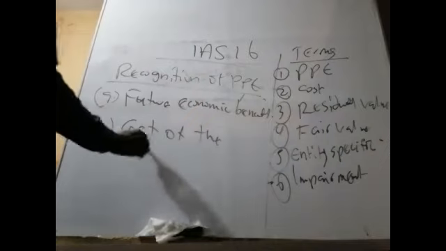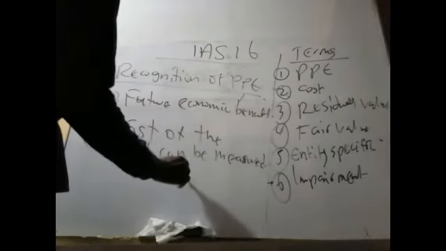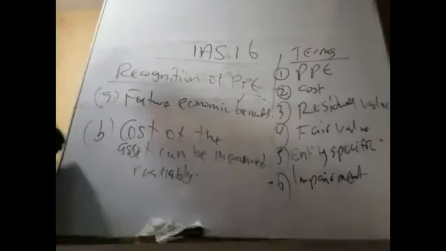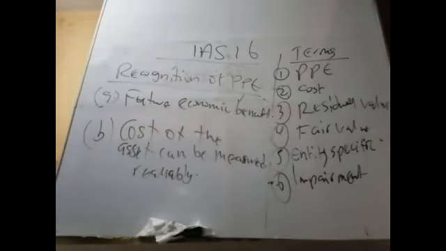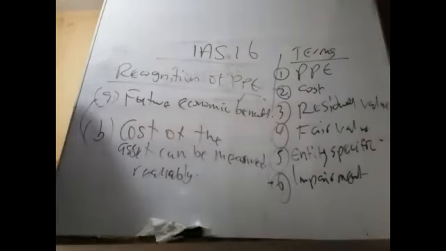So the cost of the asset, cost of what? Of the asset can be what? Measured reliably. So here we are saying that the cost of the asset can be measured reliably. That is what we are talking about. Now let me explain these points in detail.